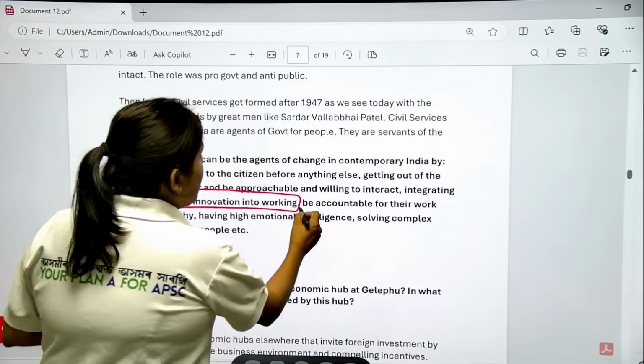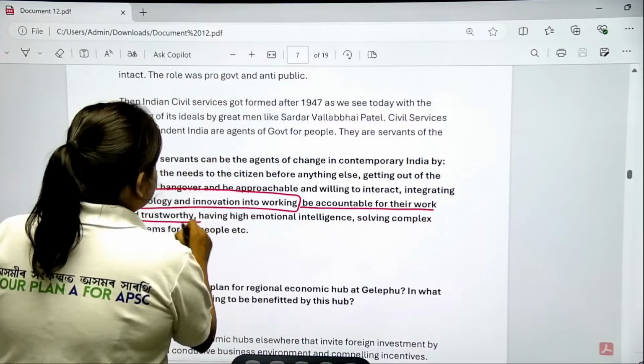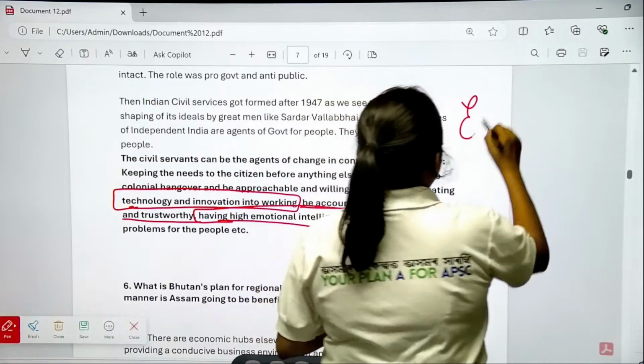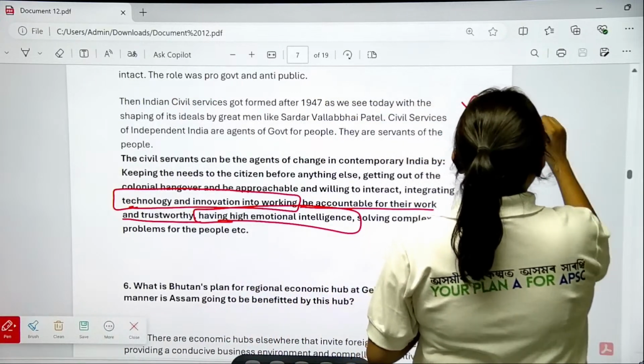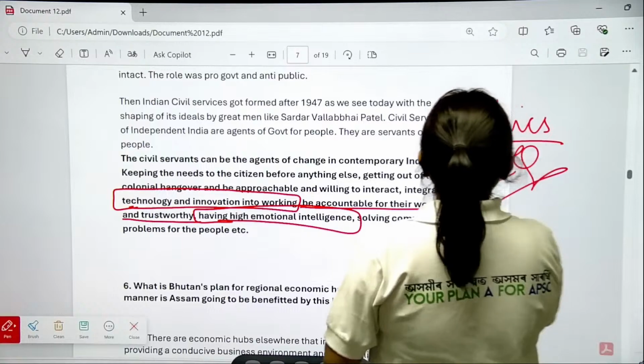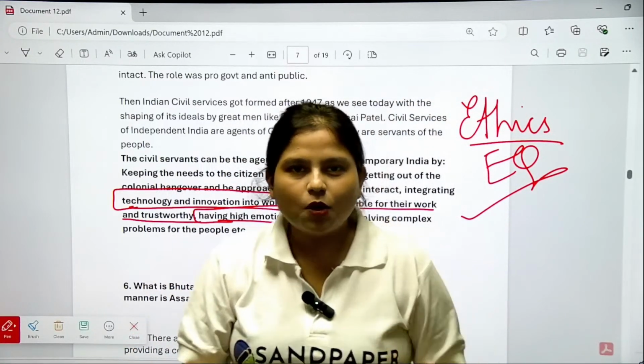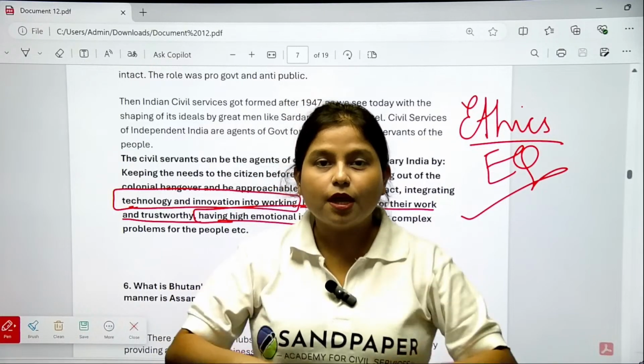Be accountable for their work and trustworthy, having high emotional intelligence. My ethics paper is coming up, right? My ethics paper is coming up. EQ is more important than IQ. Don't forget the question. What was the question? How Indian civil servants can be harbingers of change.